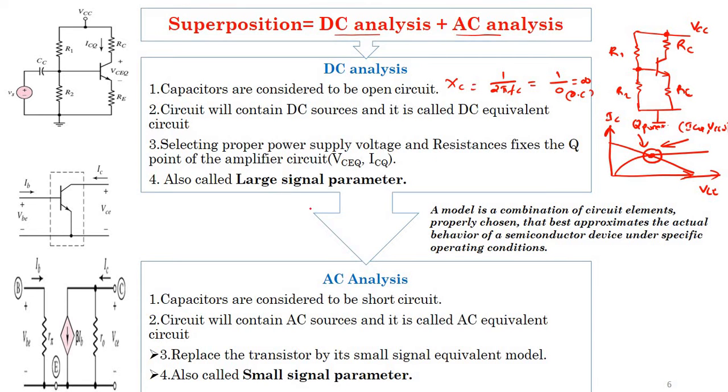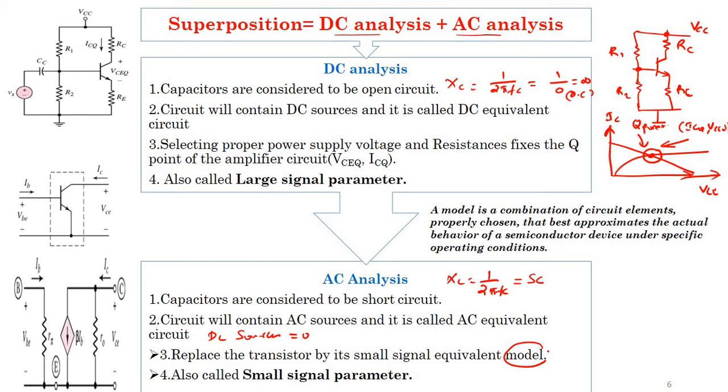When you go for AC analysis, the reactance of the capacitor is 1 by 2 pi FC. The F is larger, so the reactance of the capacitor will be smaller, so it should be considered as a short circuit. The circuit will contain AC sources. That means DC sources are equal to 0. Then replace the transistor by its small signal equivalent model.